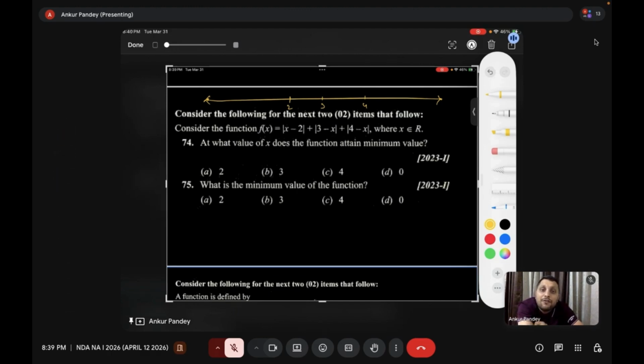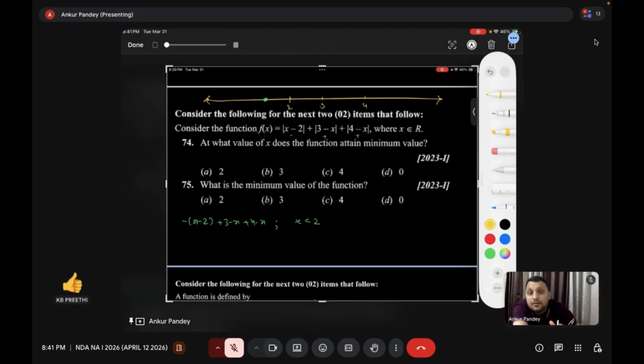At what value of x does the function attain minimum value? Okay. What is the minimum value? Are we ready? So understand what I am saying. For any number less than 2, like 1, this is negative, this is positive, and this is positive. Yes or no? So listen to what I'm saying. In this area, the value of the function is negative x minus 2 plus 3 minus x plus 4 minus x. Understood?